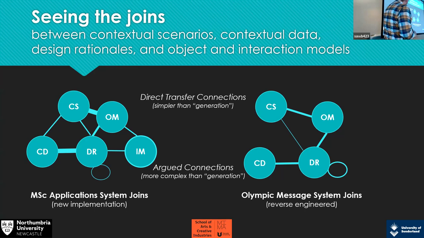These were argued connections. He also reverse engineered the Olympic messaging system. It was a smaller system, and it was basically a voicemail system for athletes at the Los Angeles Olympic Games that IBM developed. And he used that in his evaluation. It was quite a tightly defined system that he could use with people doing the evaluation.